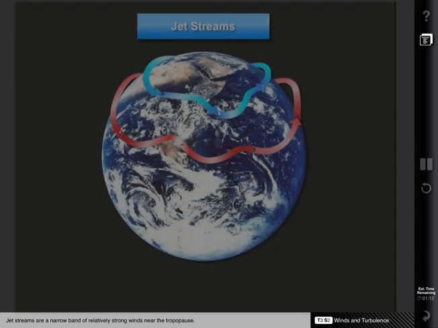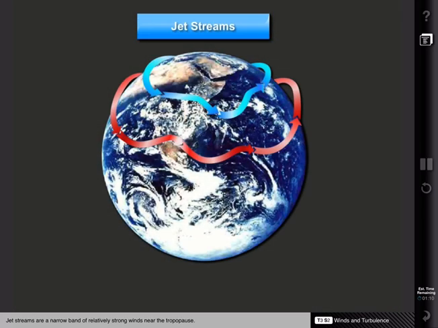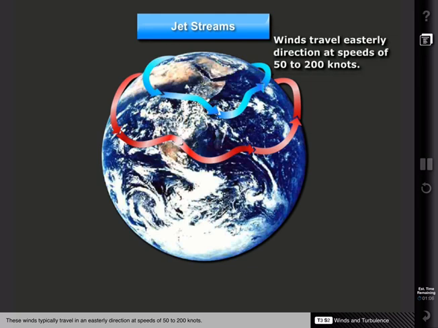Jet streams are a narrow band of relatively strong winds near the tropopause. These winds typically travel in an easterly direction at speeds of 50 to 200 knots. The two strongest jet streams are the polar jets and the subtropical jets. These jets typically move in a meandering path and even merge at times.